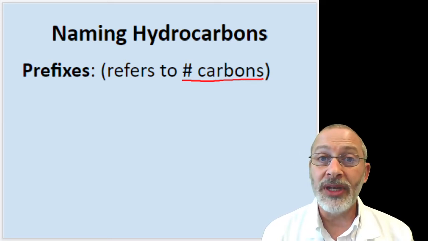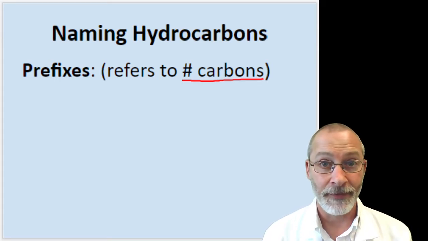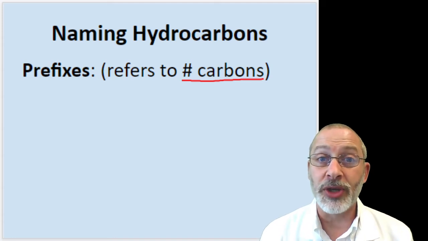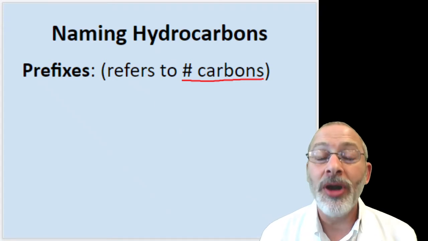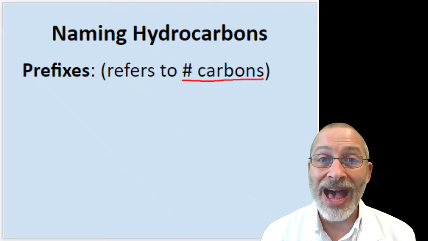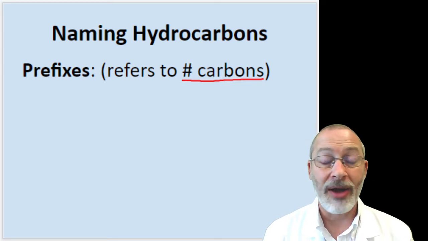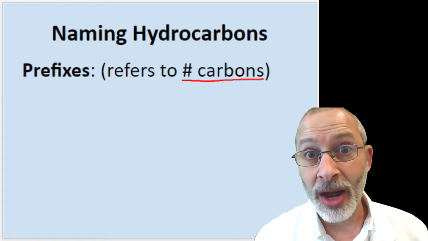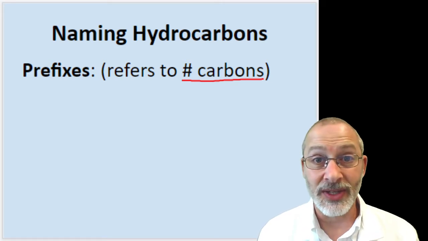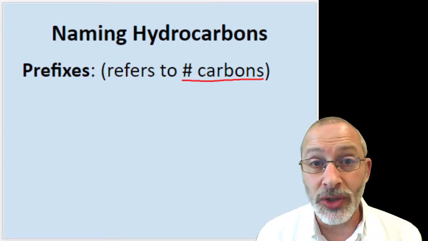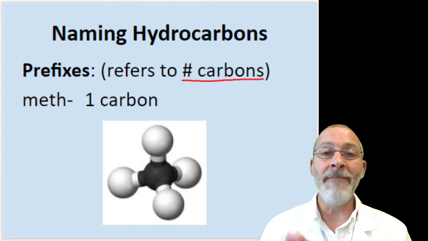When we are dealing with the names of hydrocarbons, the prefixes tell us something very important. You always want to look at the prefix because the prefix will tell you in its name the number of carbon atoms that exist in a particular molecule. Now, how will we know what that number is? Well, I'm going to give you the list of the first 10 prefixes, and these are the only prefixes you will need to know, and you can even refer to them in your book. So let's begin. Meth.